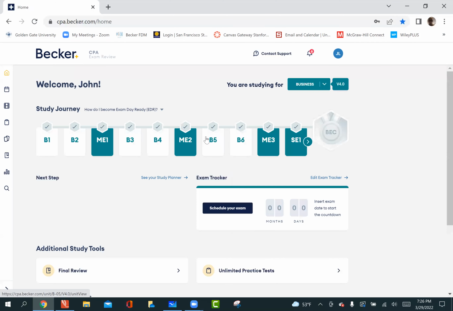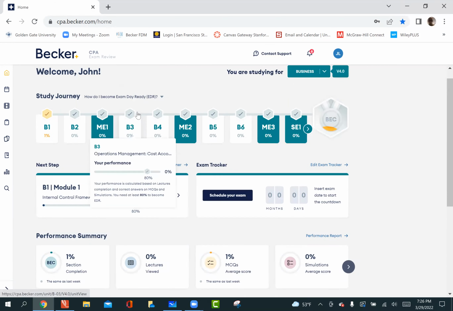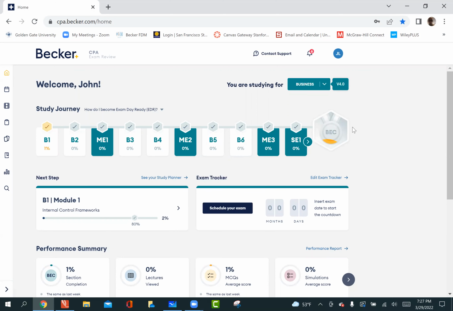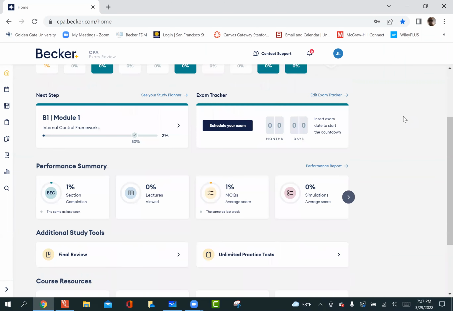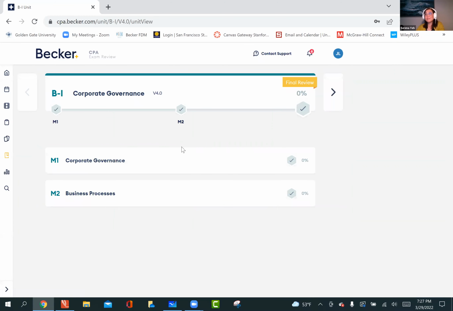Yes, it is available on the website on our Becker account. Where? So let's see. I was on home and it defaults to the business exam because that's what I'm taking now. And then under additional study tools, it says live, online, final review, unlimited practice. Yes, it's right there. So no need for the paper book if you didn't get it. I don't see it though. I think this is the final review.